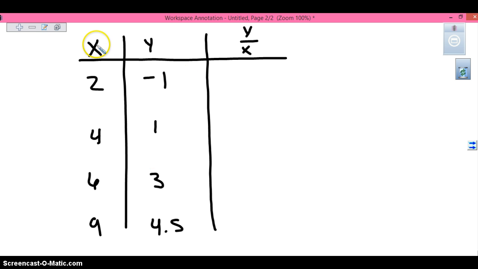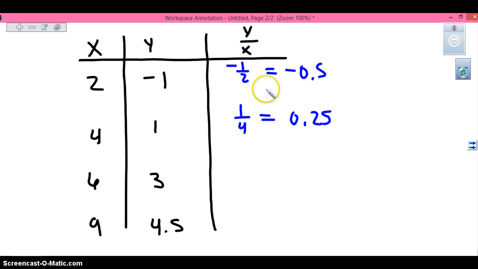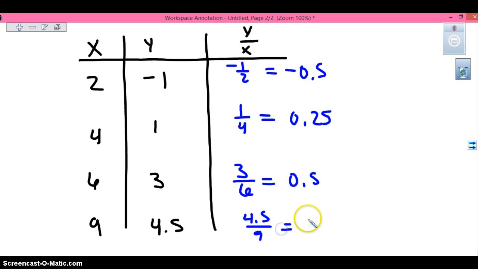Tell whether y varies directly with x by using the ratio y over x. If it does, write an equation of the direct variation. So if we do negative 1 over 2, we get negative 0.5. If we do 1 over 4, we get 0.25. Right here, I already know that it does not vary directly. If I do 3 over 6, I get 0.5. And if I do 4.5 over 9, I get 0.5. It does not vary directly, so no, it does not vary directly, and you cannot write an equation of the direct variation.